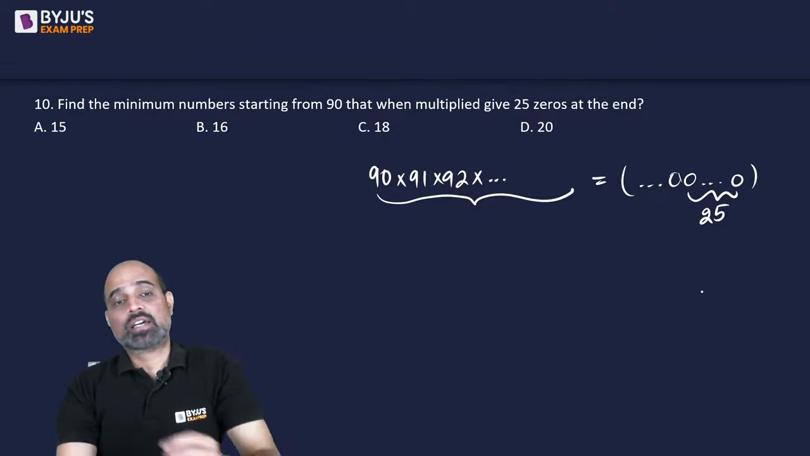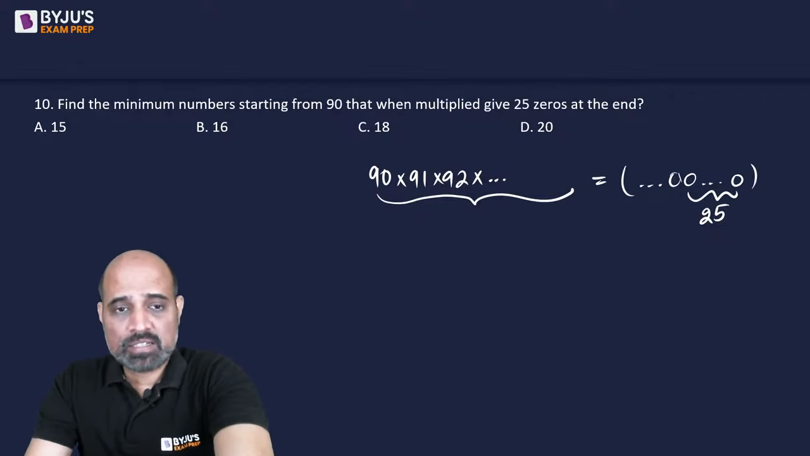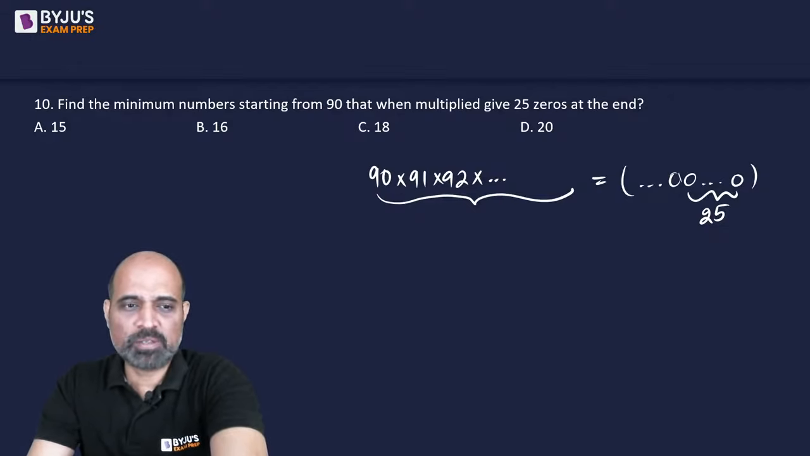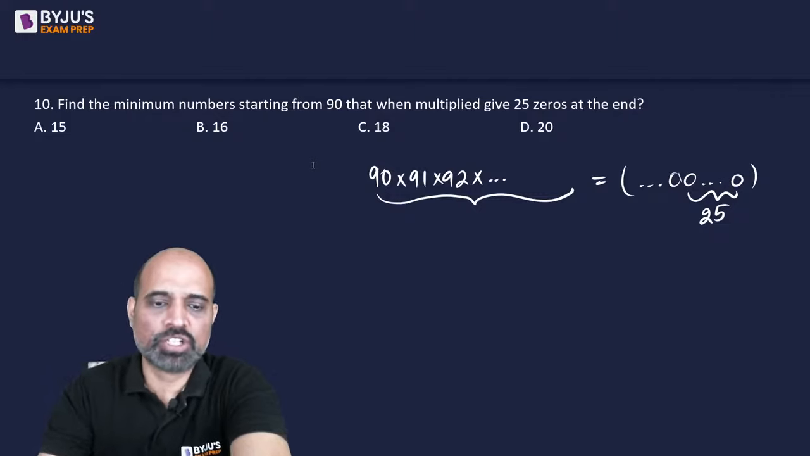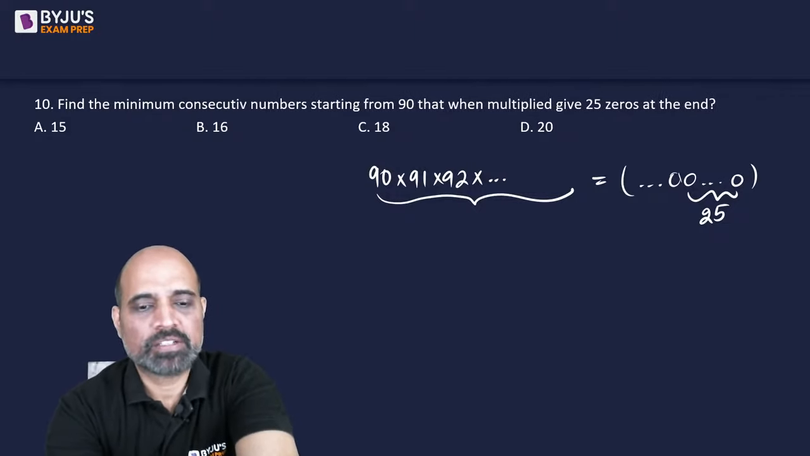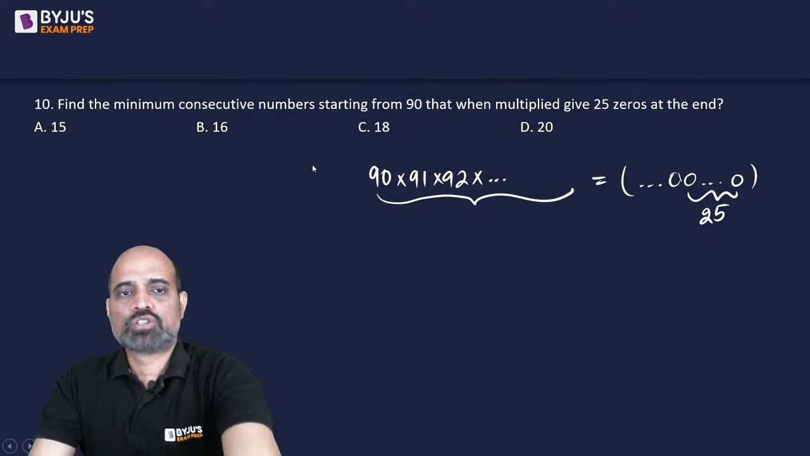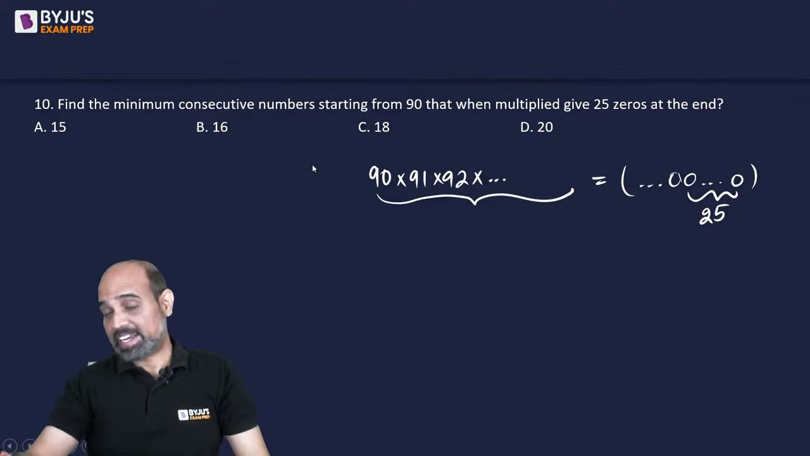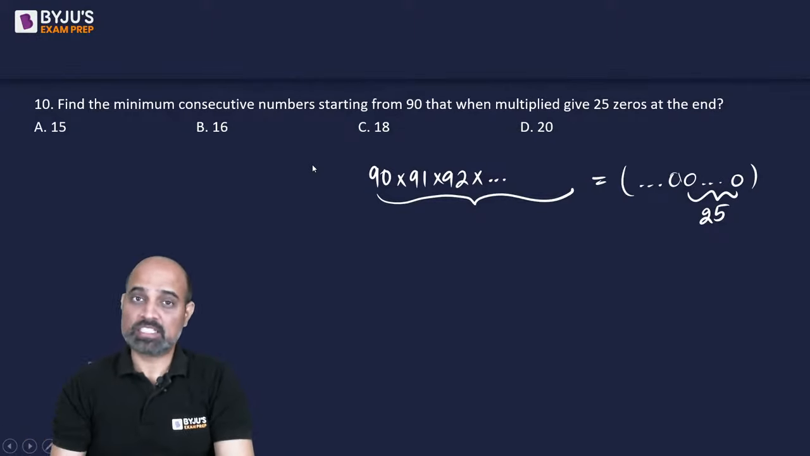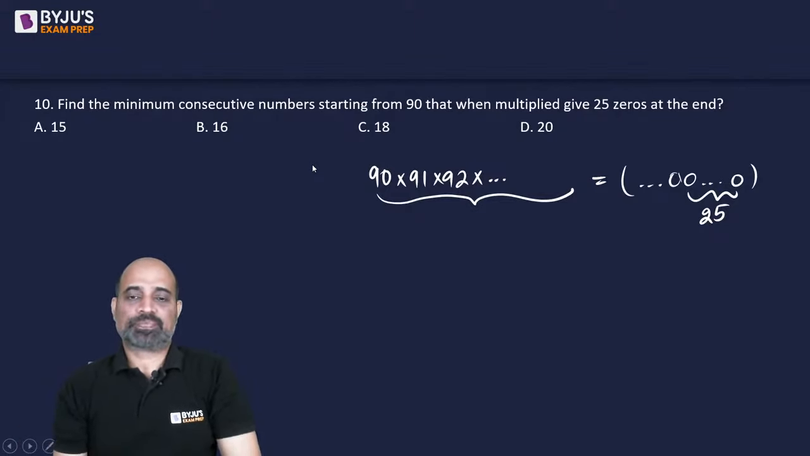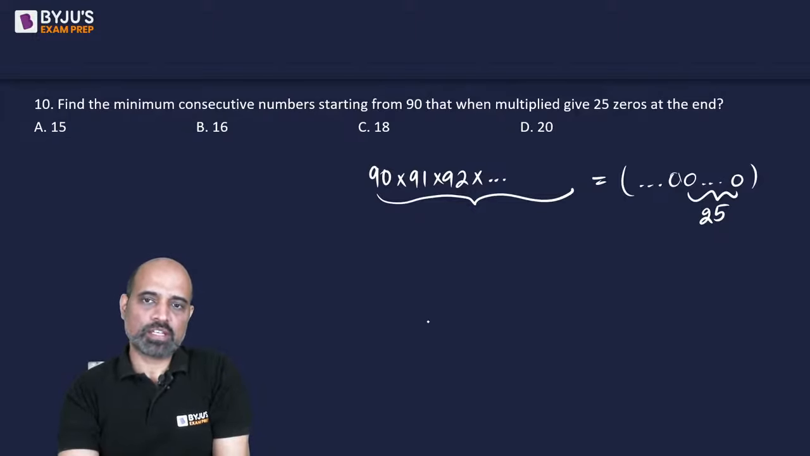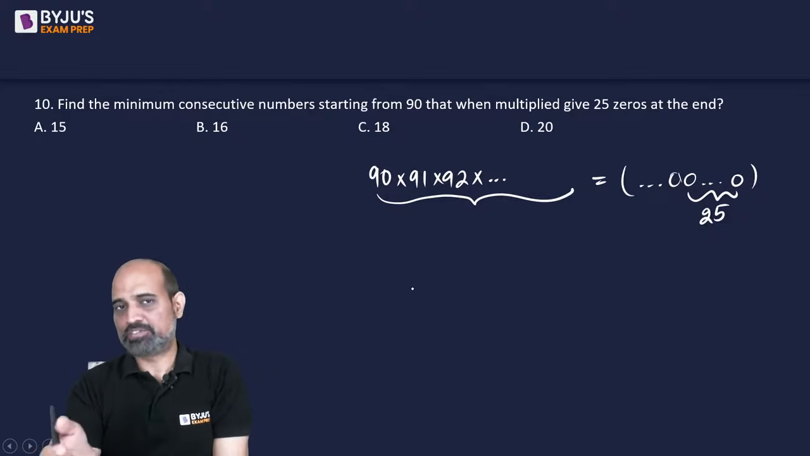Right? So it should be a little more accurate, isn't it? It should specify, find the minimum consecutive numbers, right? That would be better, so that we know that we need to multiply 90 and then 91 and then 92. I mean, we need to multiply these numbers rather than 90 into some other number. Okay, so it's better if you start with the options, because this is not a standard factorial, isn't it?